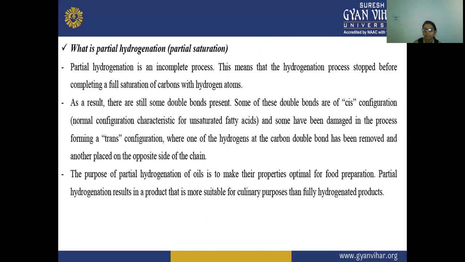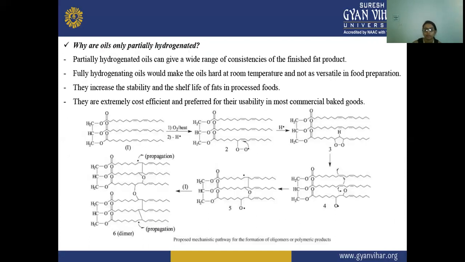The purpose of partial hydrogenation of oil is to make the properties optimal for food preparation, resulting in a product that is more suitable for culinary purposes than the fully hydrogenated product. Now, why are oils only partially hydrogenated?